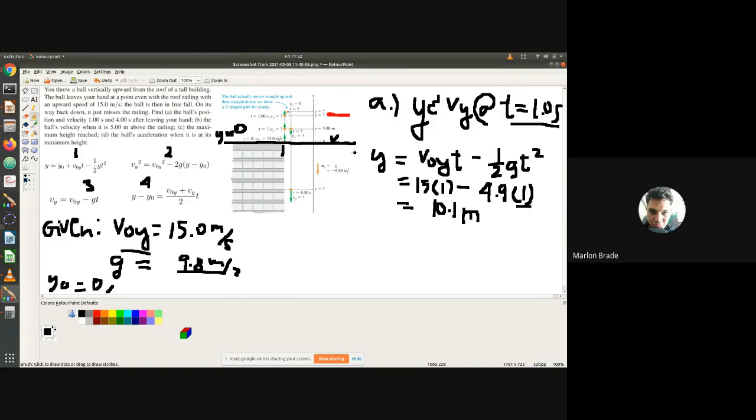So, next. Pila ang velocity sa bola at the time nga t equals 1 second? So unsa ang gamiton? Given v naught y and t.